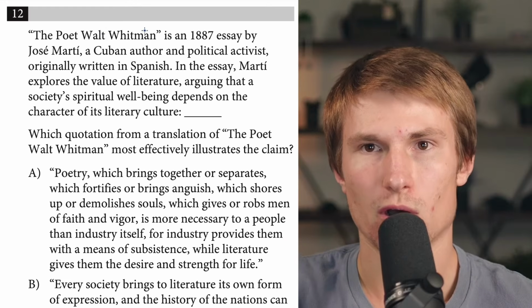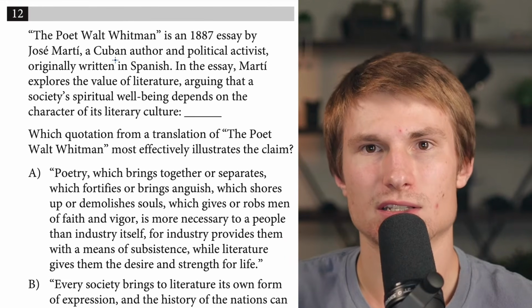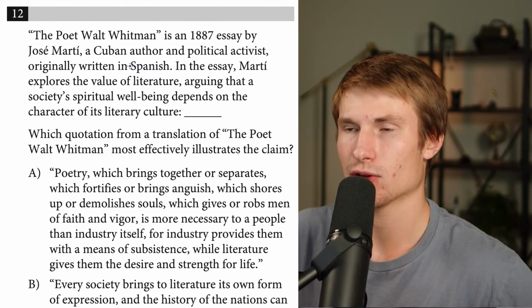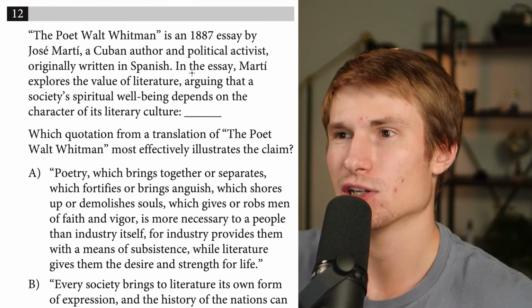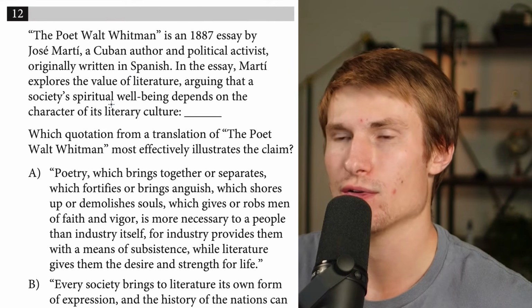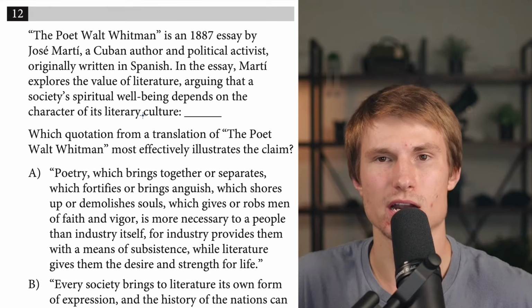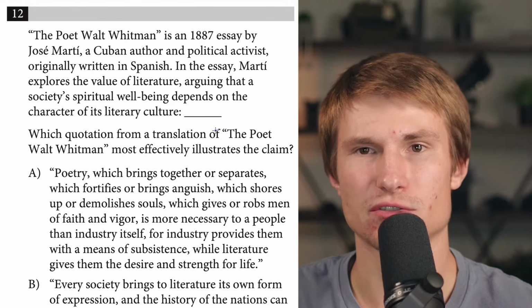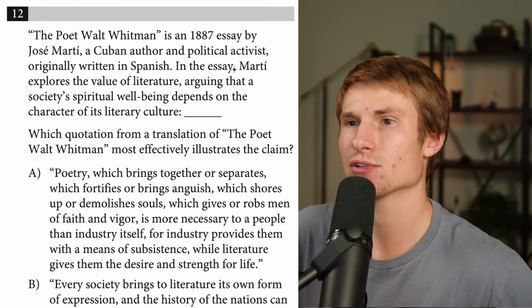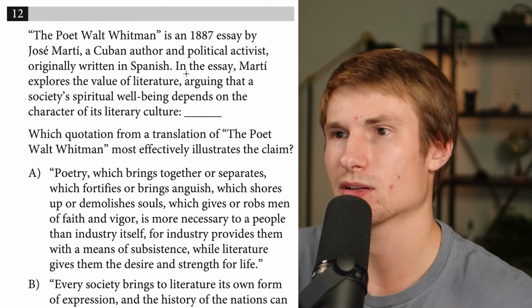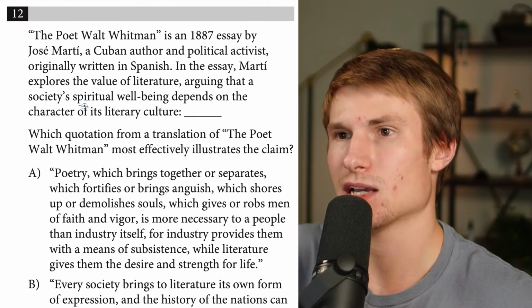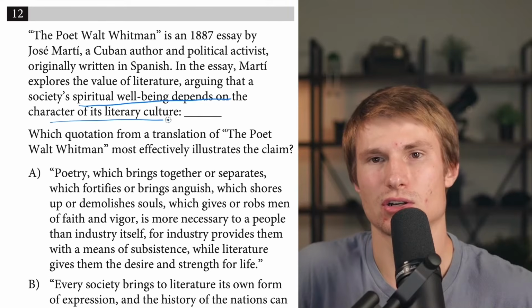Question 12. The poet Walt Whitman is an 1887 essay by Jose Marti, a Cuban author and political activist, originally written in Spanish. In the essay, Marti explores the value of literature, arguing that a society's spiritual well-being depends on the character of its literary culture. Which quotation from a translation of the poet Walt Whitman most effectively illustrates the claim? Okay, keep in mind you always need to understand your claim when you're asked about the claim. In this case, the claim is that a society's spiritual well-being depends on the character of its literary culture.